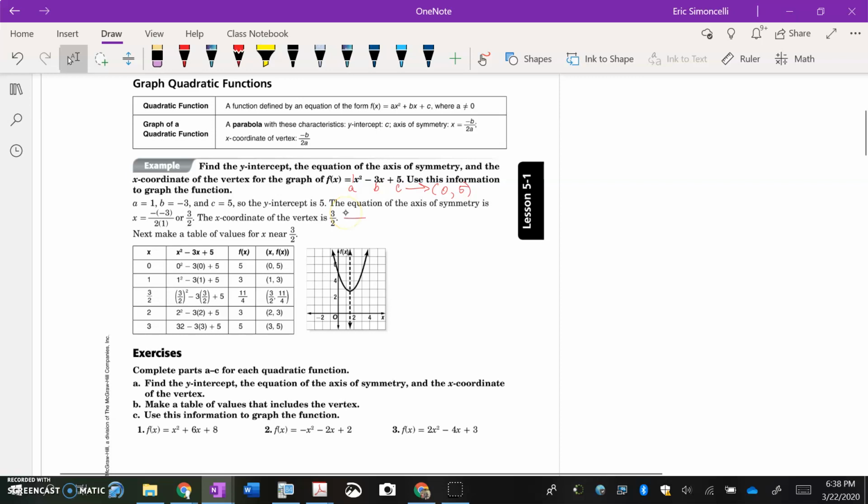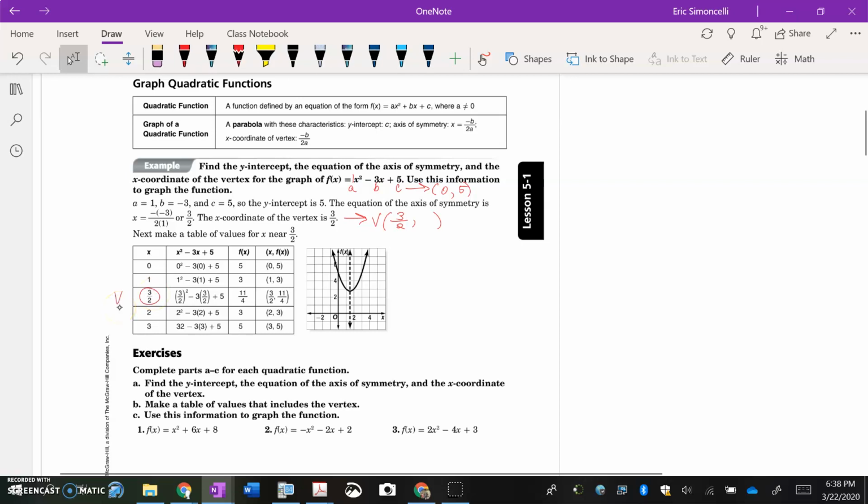And that speaks to this. I'll use v for vertex in most cases. So let's highlight as such: 3 halves comma something. As it turns out, you're going to be able to make a table of values for x near 3 halves, which is what you see here, where in the middle you've got your vertex.